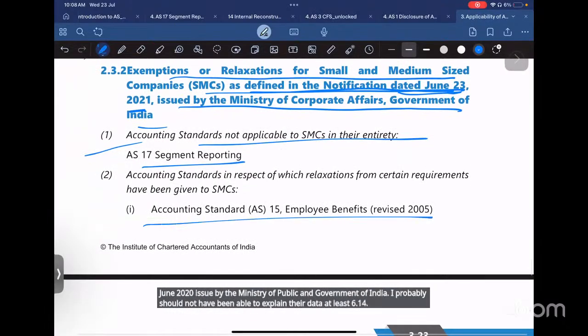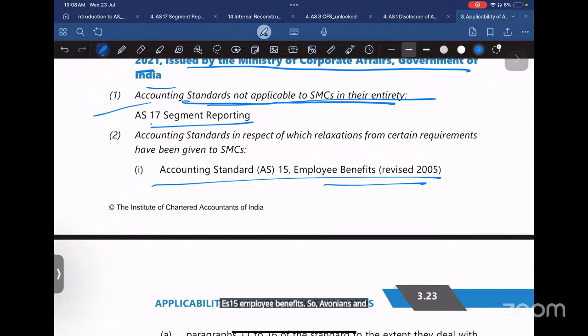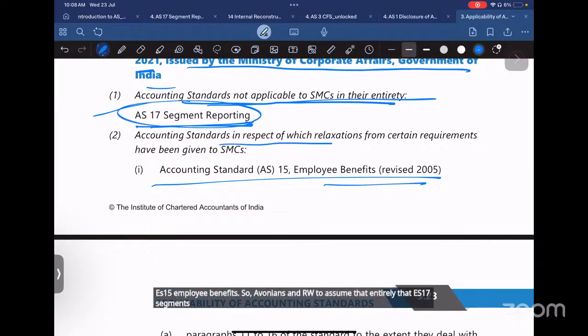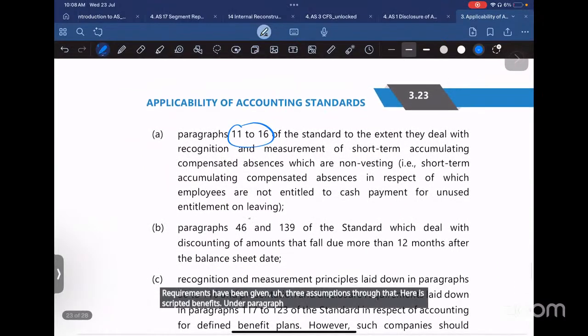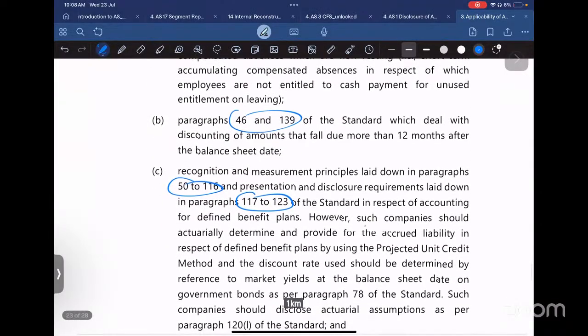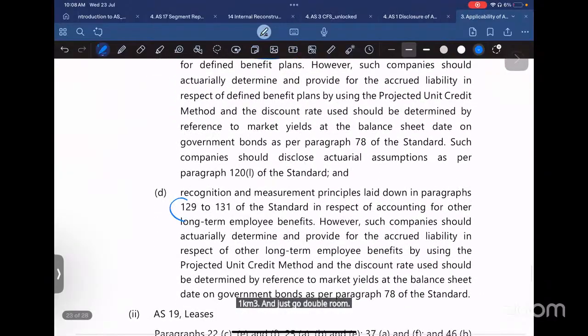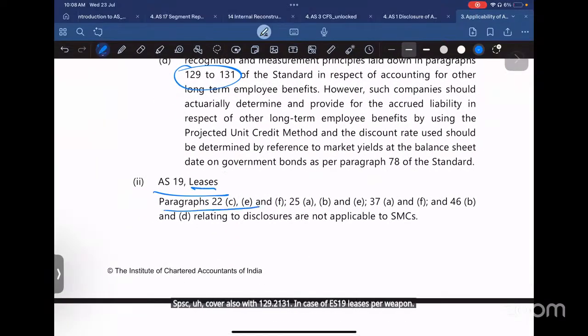AS 15, employee benefits. The accounting standard is not applicable in its entirety to AS 17, segment reporting. The accounting standard gives exemption from certain requirements: in AS 15 employee benefits, paragraphs 11 to 16, 46 to 49, 52, 116, 117 to 123, and also 129 to 131. In case of AS 19 leases, the disclosure paragraphs 22, 25AB, 37A to F, and 46B to D are not applicable to SMCs.